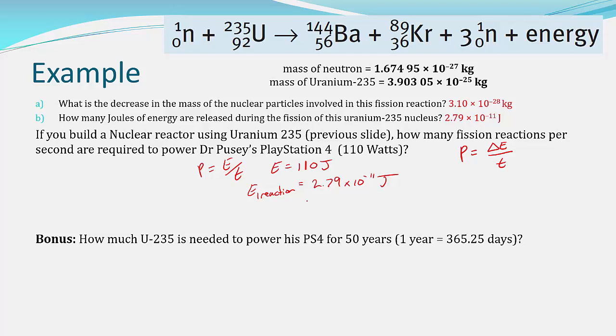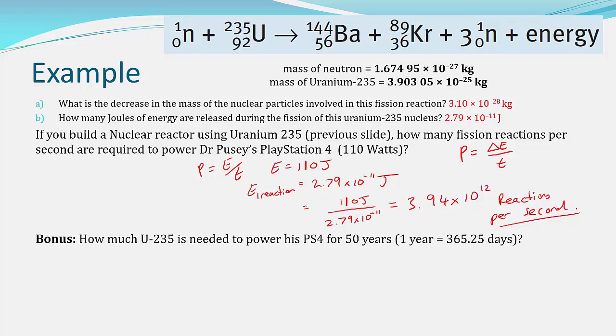From here, I can then just figure out how many reactions I need. Well, I need 100 joules. So how many times does 2.79 times 10 to the negative 11 fit in there? And what I will get is 3.94 times 10 to the 12 reactions per second. At this point, this may not mean anything to you. That's a lot of reactions per second, but it doesn't really tell us much. But let's look at the bonus question.